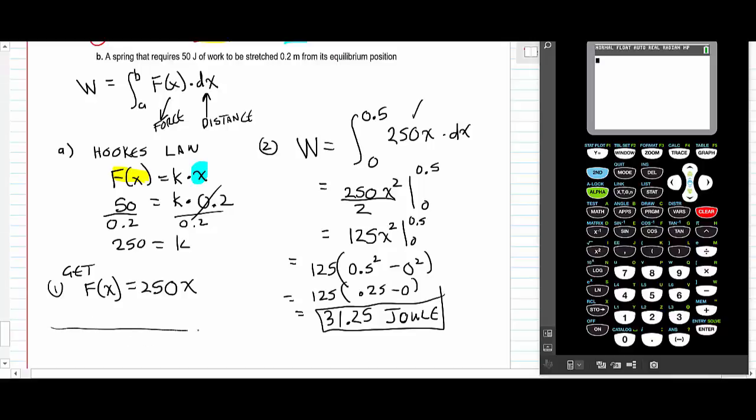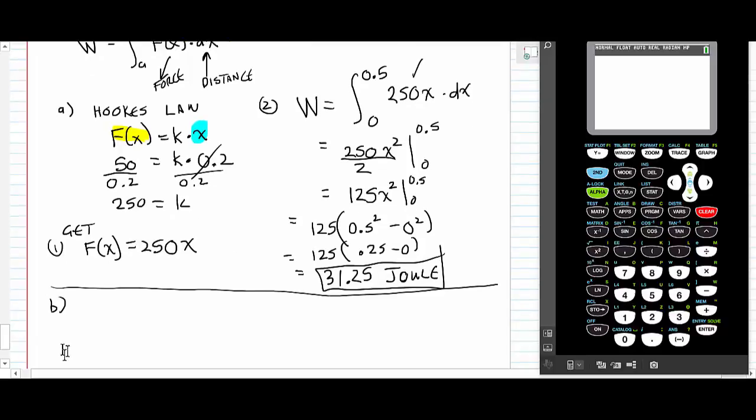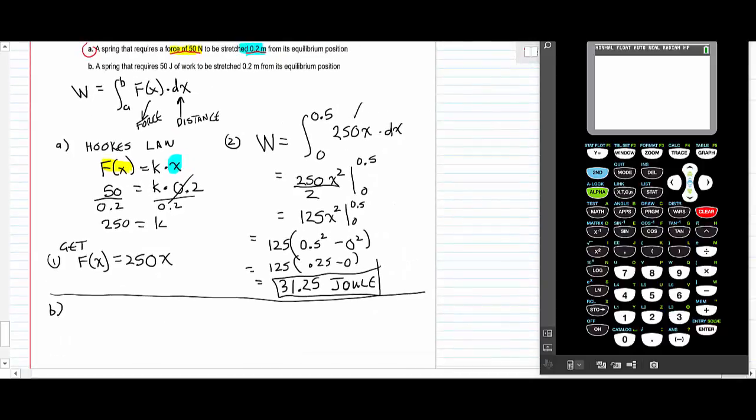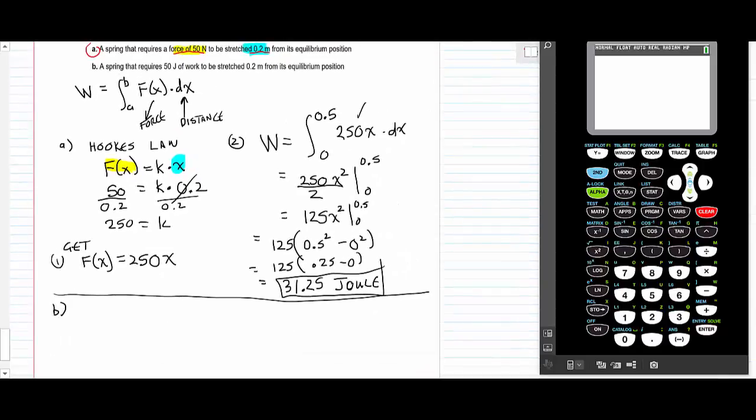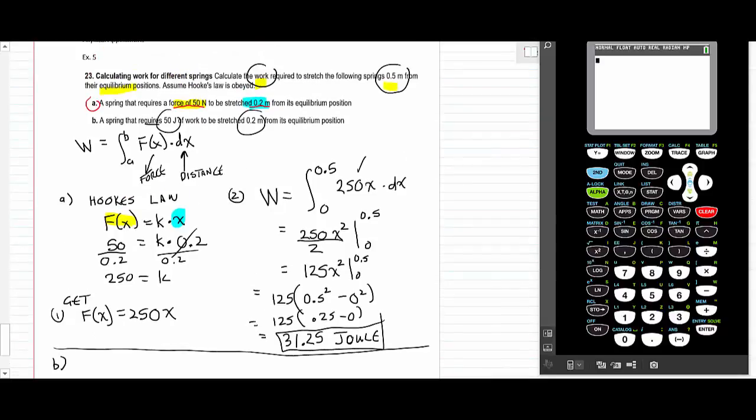Okay, so let's go to the second part of this then, part B. This time we've got Hooke's law set up and everything. It says we have a spring that requires 50 joules of work, and it's going to be stretched 0.2 from equilibrium position. Ultimately in this problem, we're going to find the work when you stretch the spring 0.5 from equilibrium. That's ultimately what you do.